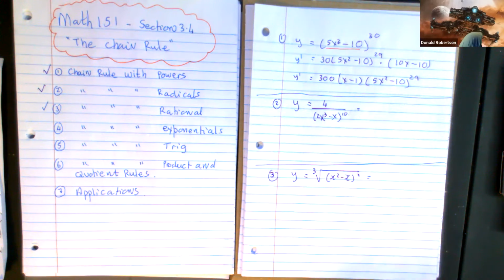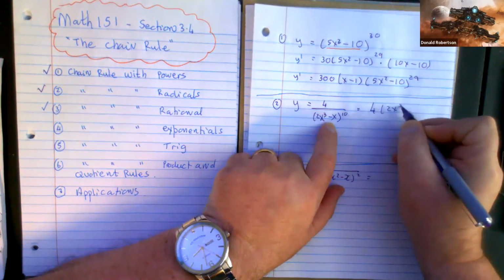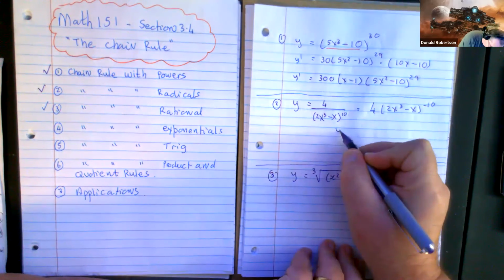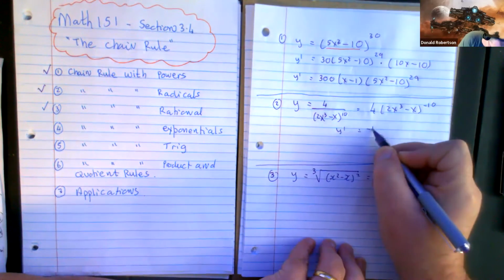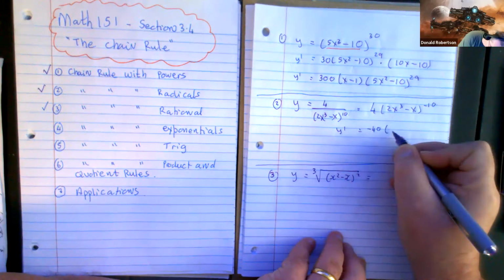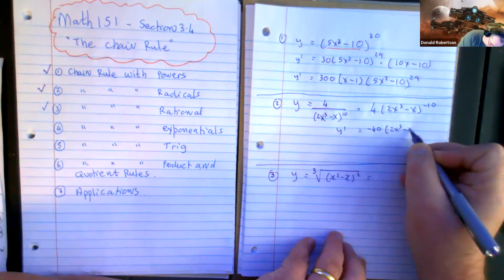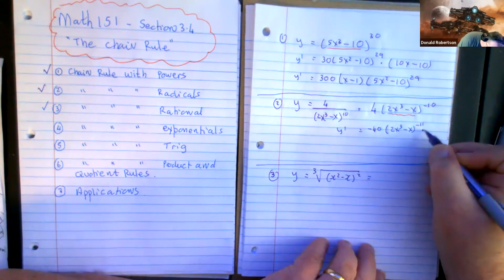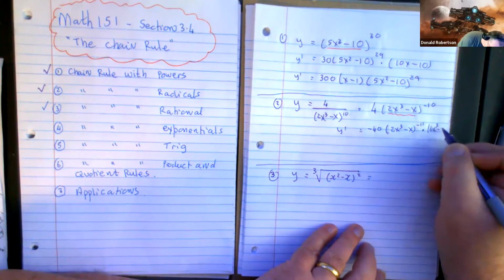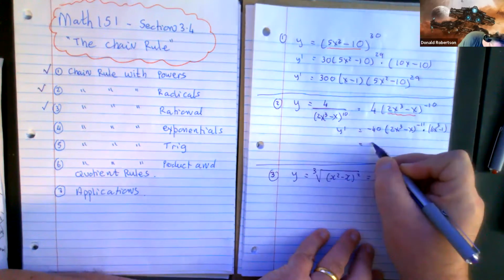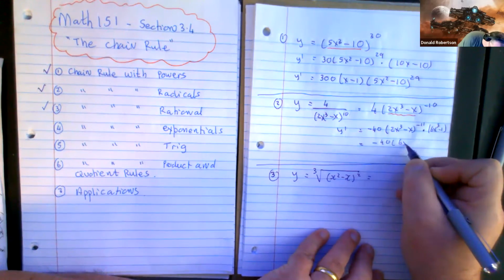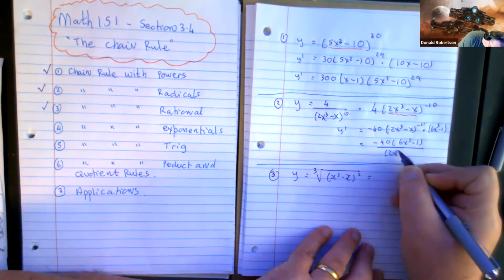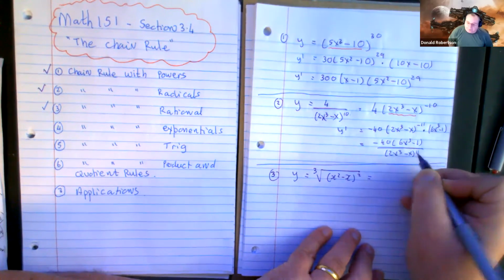Now, to be able to do this one, you have to rewrite it in a differentiable form. And now it's just multiply by the power, reduce the power by 1. Remember, this is the inside function. So you finish with the derivative of the inside function. And in this case, there really isn't too much to do as far as style points go. And that's the answer to that one.